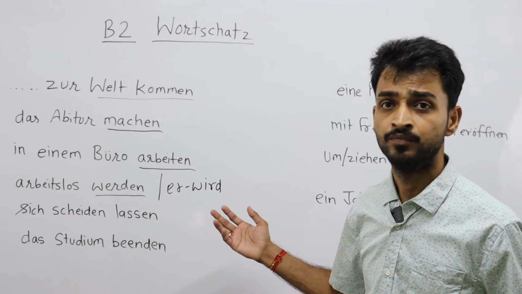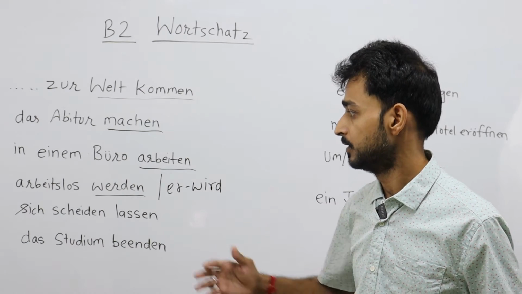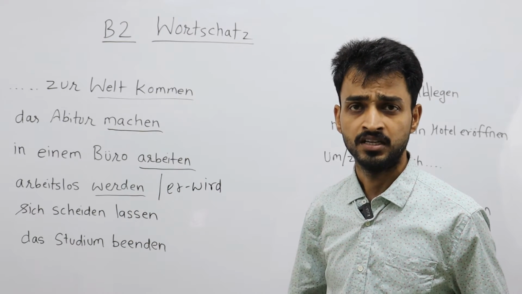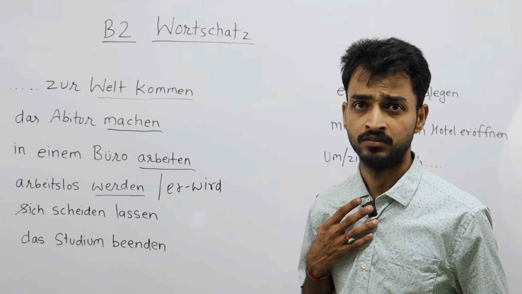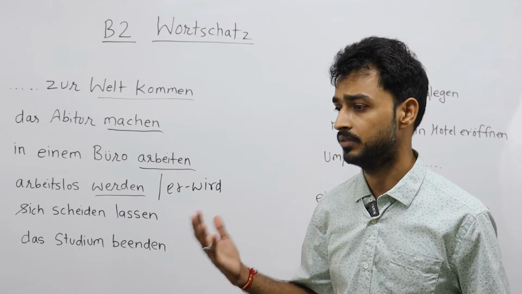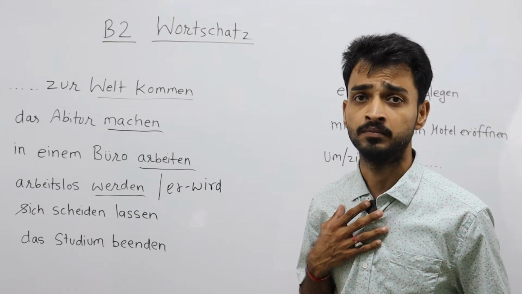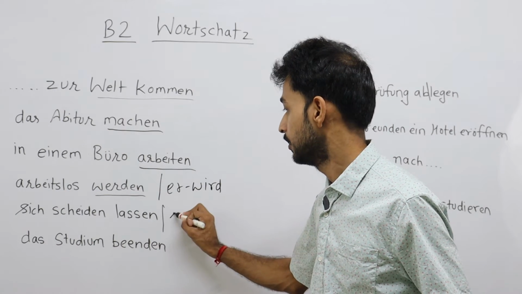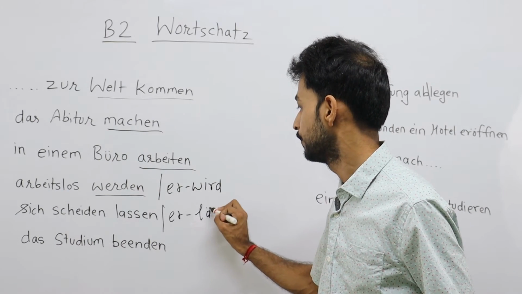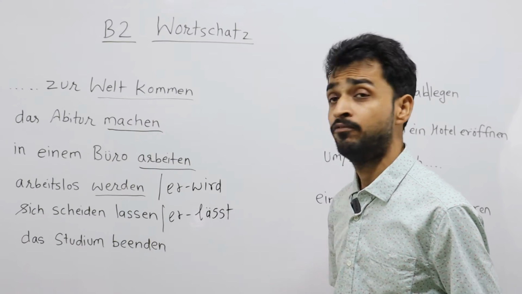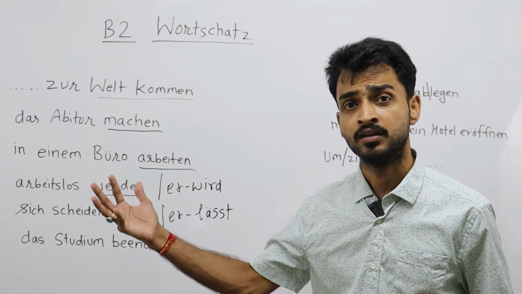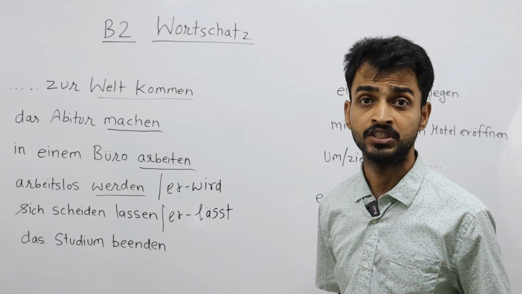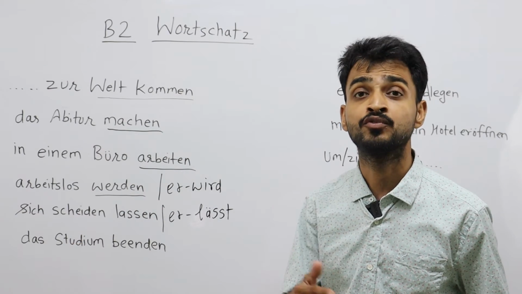Wird. He, she wird. Sich scheiden lassen. Ich lasse mich scheiden. Okay? To get separated. Ich lasse mich scheiden. Mein Freund lässt sich... Third person conjugation is lässt. Mein Freund lässt sich von seiner Frau scheiden. He got separated, okay, from his wife.